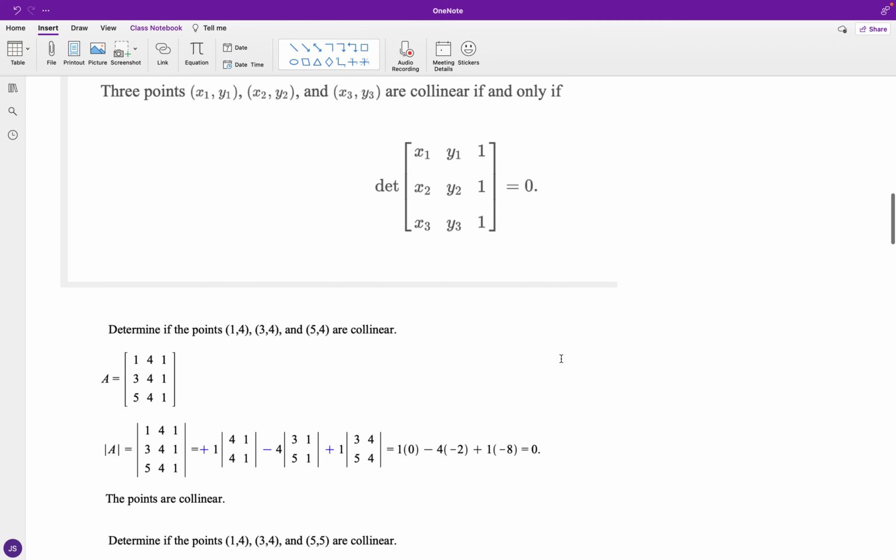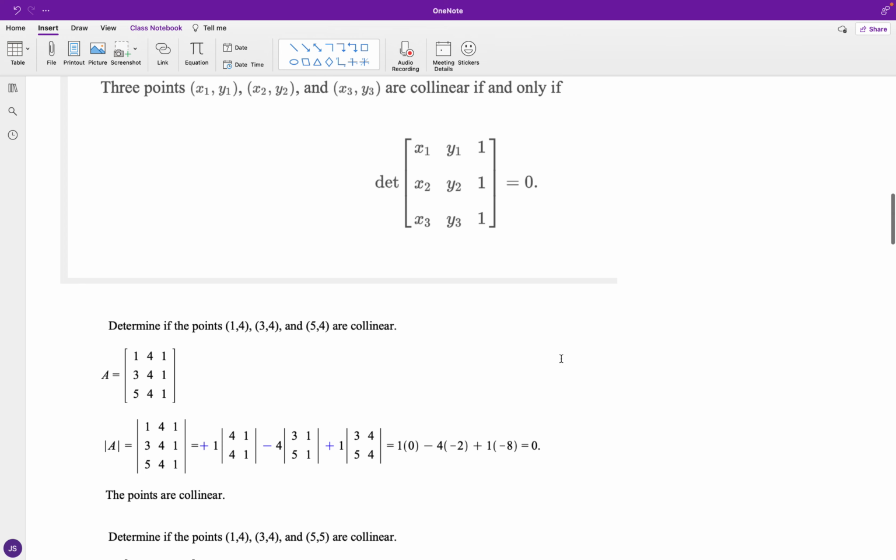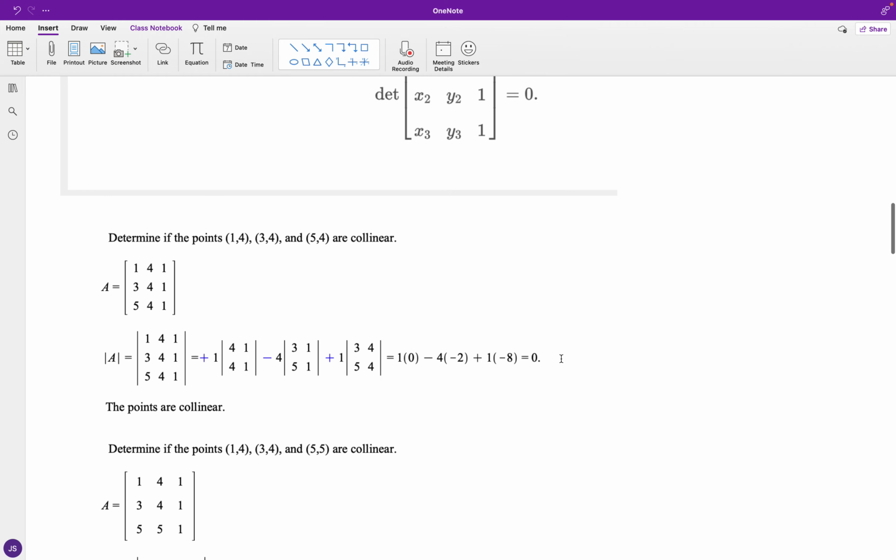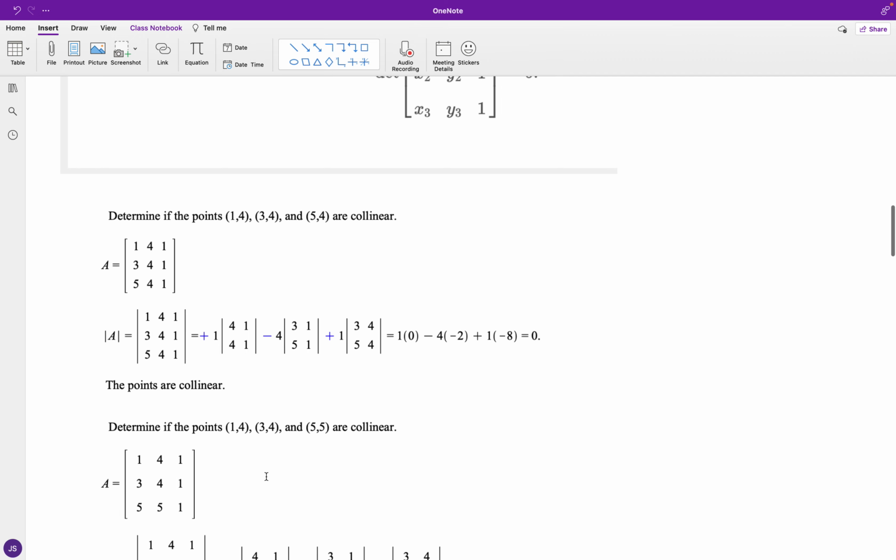Okay, now if we look at modifying the third point, going from 5, 4 to 5, 5, and to see if the points 1, 4, 3, 4, and 5, 5 are collinear. So our matrix A consists of 1, 3, 5, 4, 4, 5, and 1, 1, 1 as we go from the first to the last columns.